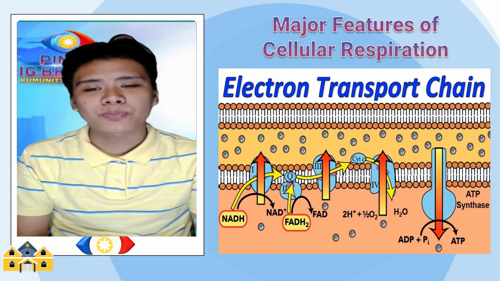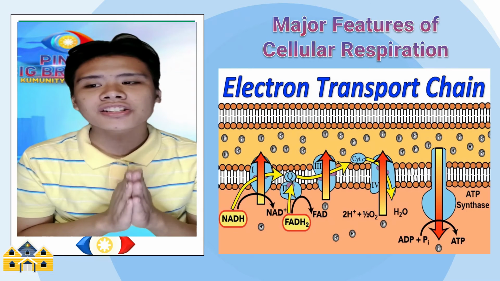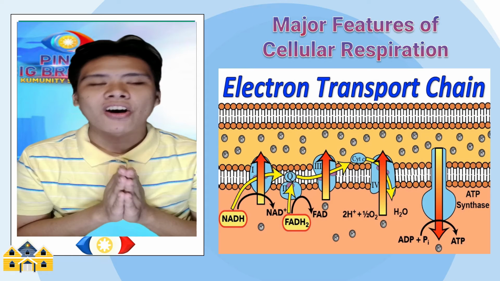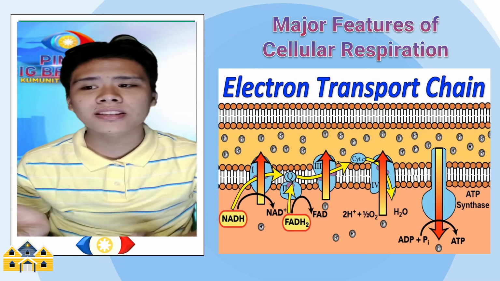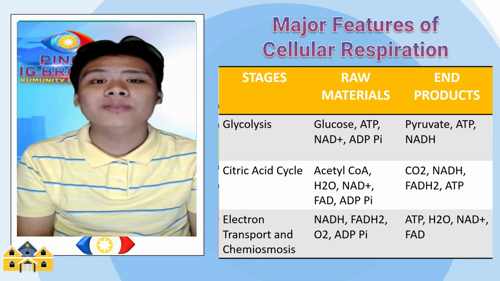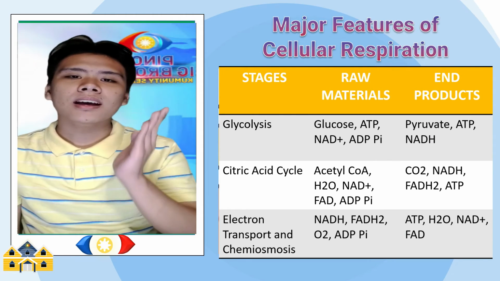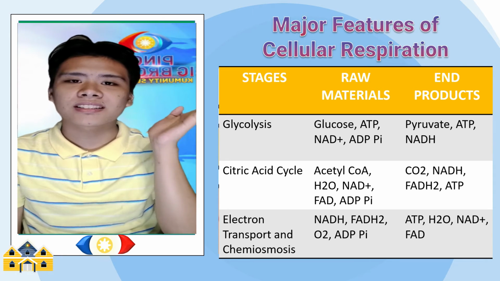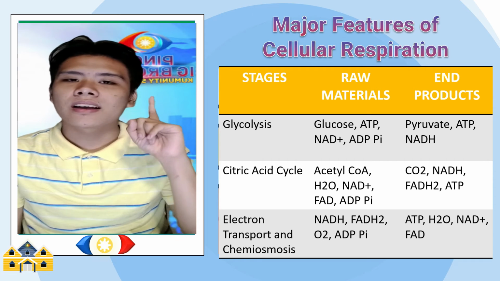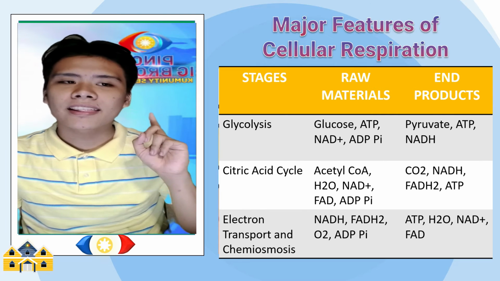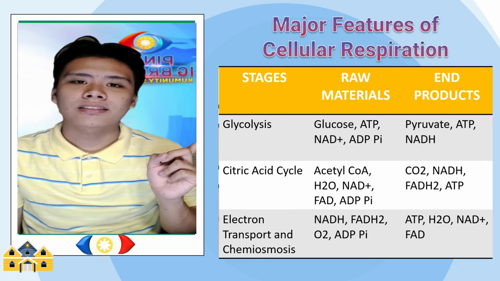Lastly, the electron transport chain. In this stage, oxygen acts as the terminal or final electron acceptor in the process. All energy carriers from previous stages bring their electrons in the chain and a total of 32 ATP is produced. So as you can see in the table, we can see the major features of different stages of aerobic respiration. The glycolysis, Krebs cycle or citric acid cycle, and lastly, the electron transport system and chemiosmosis.